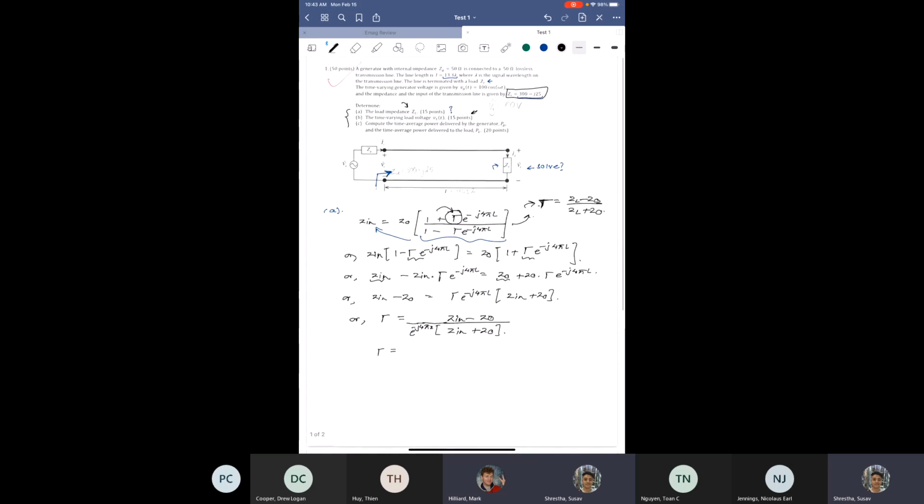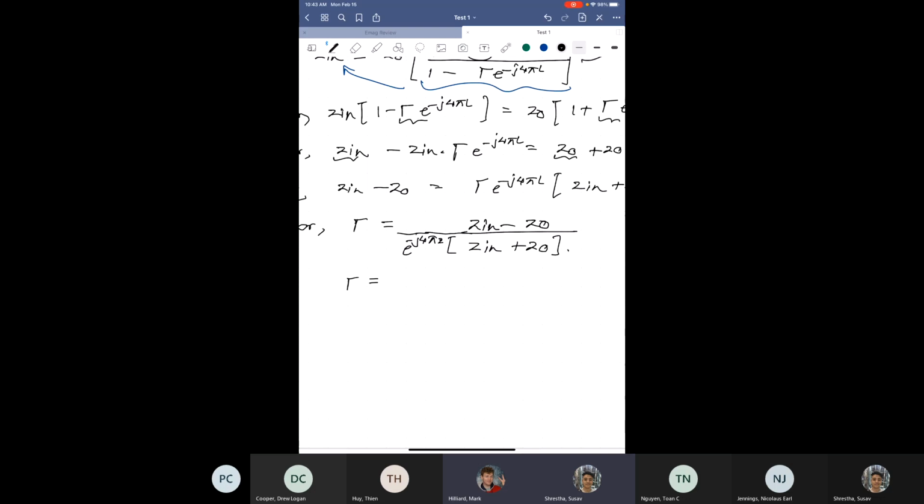Okay, I have negative 0.59 minus 0.40J. 0.59 minus 0.40J. Okay, that's our reflection coefficient.